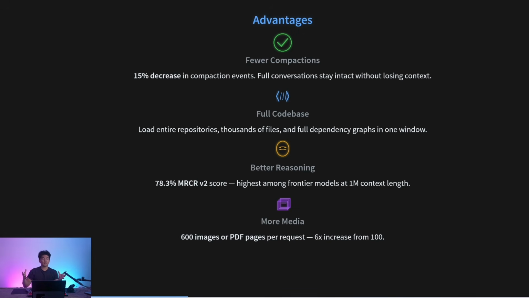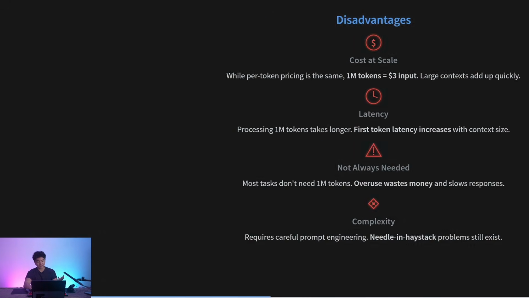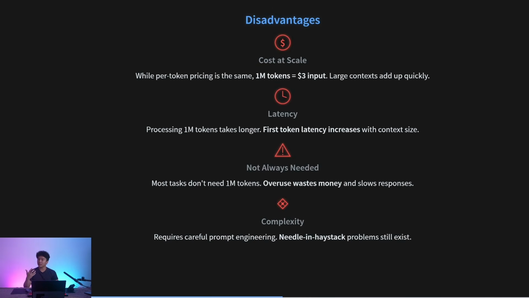So these are the clear advantages. I think everyone already knows about this. But what about the disadvantages? And here's where we need to be honest, because the hype around large context windows can be quite misleading.